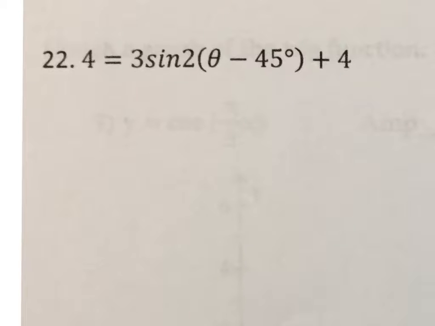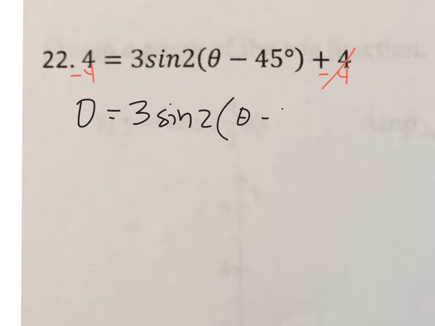So when we solve these things, we try to do the simple math first. So we'll subtract the 4. That's the simplest thing we got here. Okay, 4 minus 4 is 0, equals 3 times the sine of 2 times theta minus 45 degrees. And then the next simple thing would be to divide by the 3 to get rid of the 3 in front of the sine. So 0 divided by 3 is still 0.